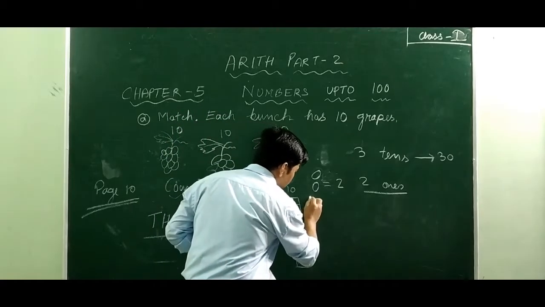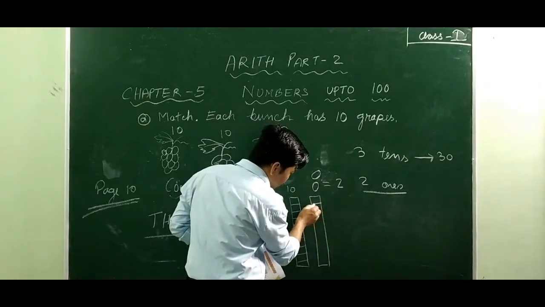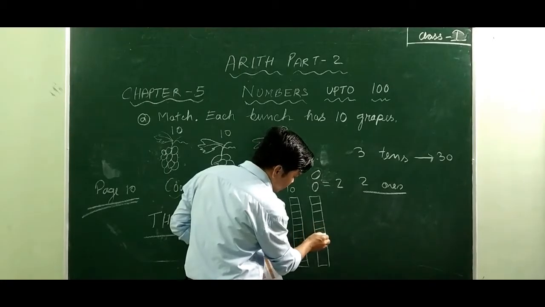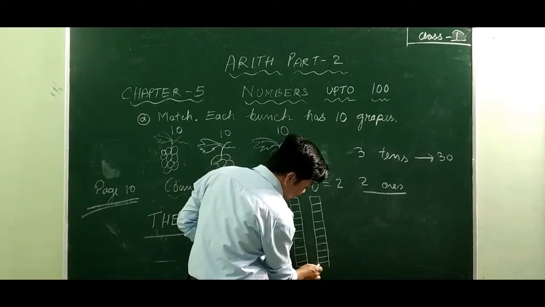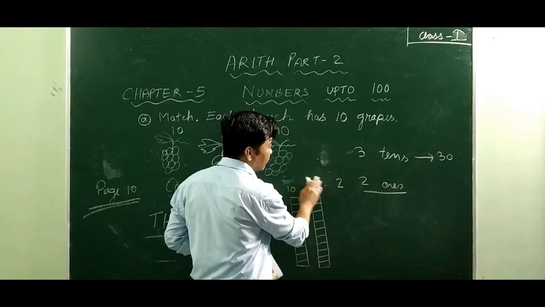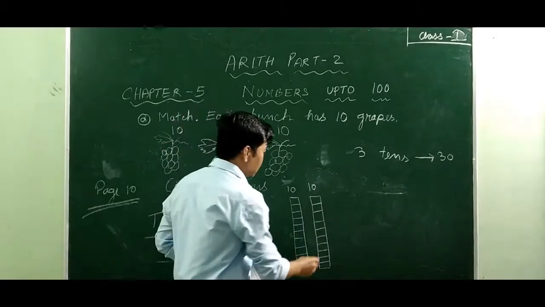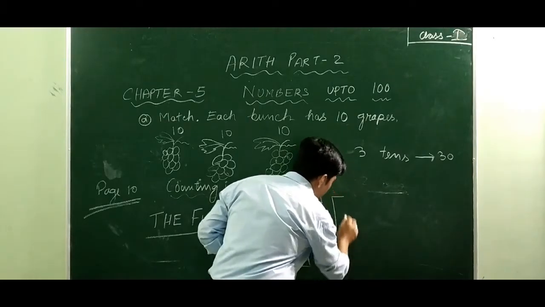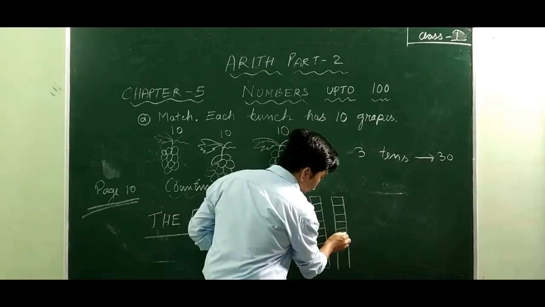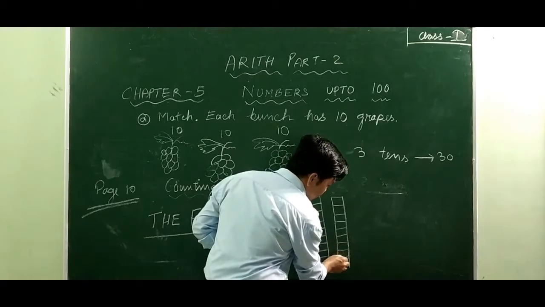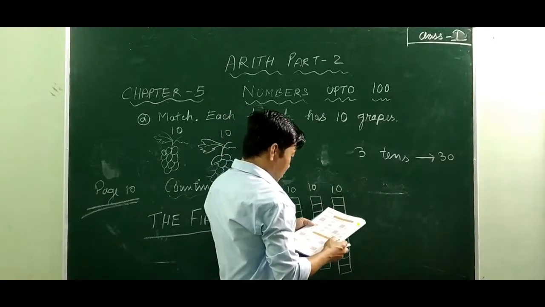In the second block, also we have the same. 1, 2, 3, 4, 5, 6, 7, 8, 9, and 10. So in this block also we have 10 digits. So we have 3 more blocks here. 1 more block here. So we have 1, 2, 3, 4, 5, 6, 7, 8, 9, and 10. So we have another 10 here. And 2 more.